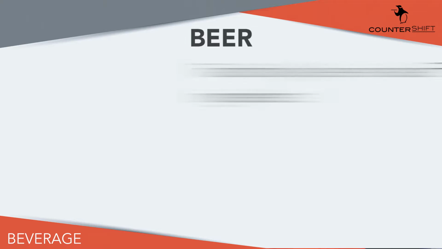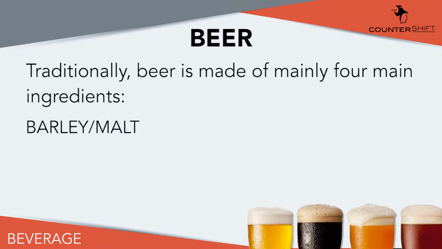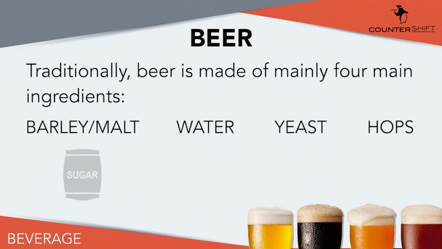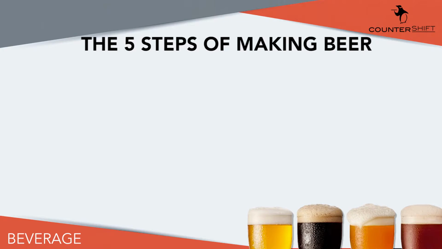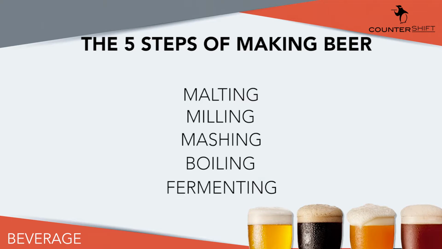Traditionally, beer is made from only 4 ingredients: barley or malt, water, yeast, and hops. The sugar comes from the barley, and with water and yeast, fermentation can get started. We can think of hops as seasoning. They add flavor, aromatics, and help to naturally preserve the beer. It sounds simple, but let's learn the system. The process to transform these ingredients into beer is as follows: malting, milling, mashing, boiling, and fermenting.